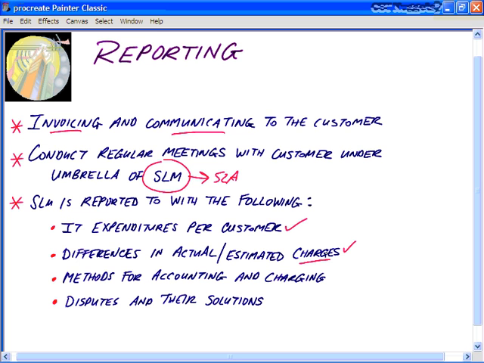You'll also report to SLM the different methods that are used for accounting and charging, and any changes that are being made to those particular processes, those methodologies. And you'll want to report to SLM any disputes between customers based on invoices, charges, costs, and what the solutions to those disputes were. All of these things are under the umbrella of IT service financial management reporting.